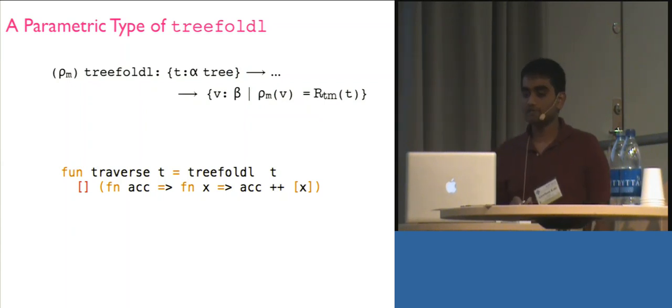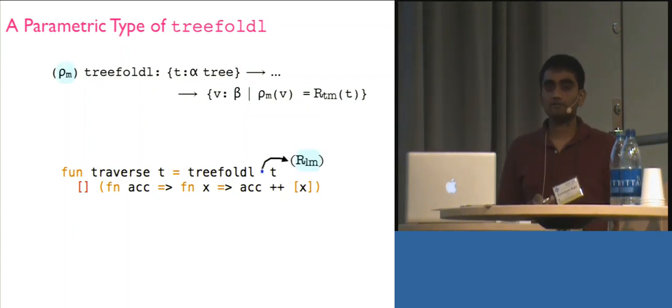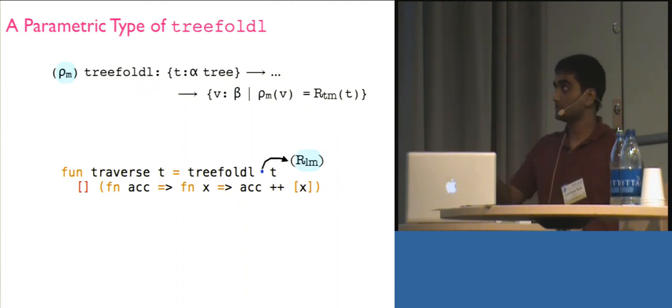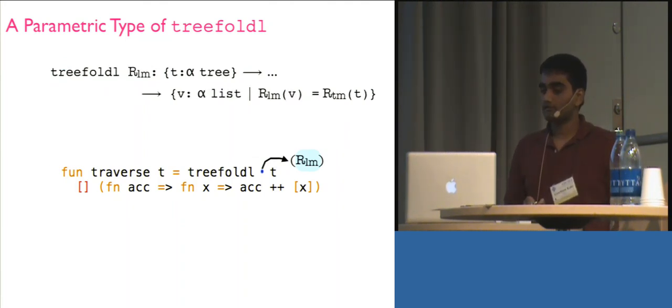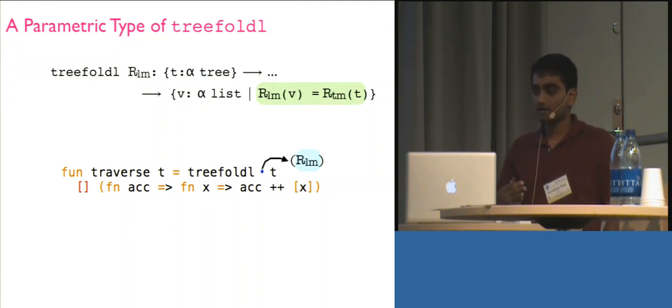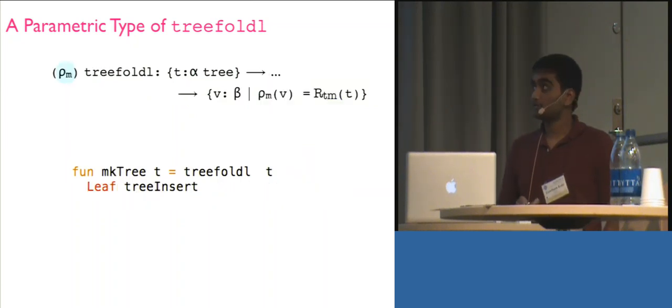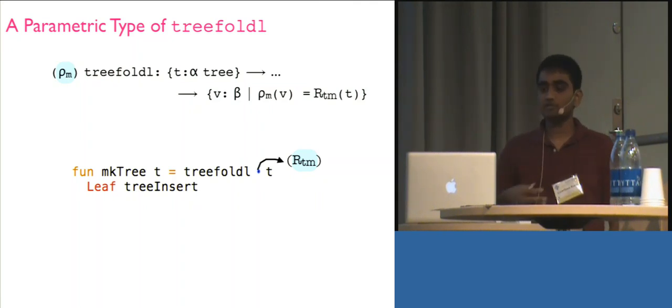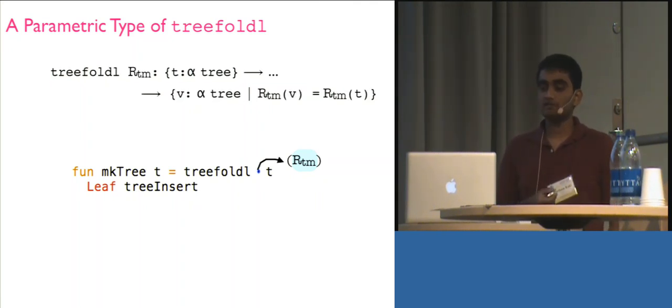Reconsider the traverse function. You could instantiate the abstract relational parameter to treefold with the concrete relation RLM, which denotes the list membership relation, where the instantiated type gives us the invariant that the set of elements of the list membership property of the result list is the same as RTM of T, which denotes the tree membership property of the input tree. Likewise, for the make tree function, you can instantiate the relational parameter with RTM, the tree membership relation, to derive the invariant that the result tree contains the same set of elements as the input tree.